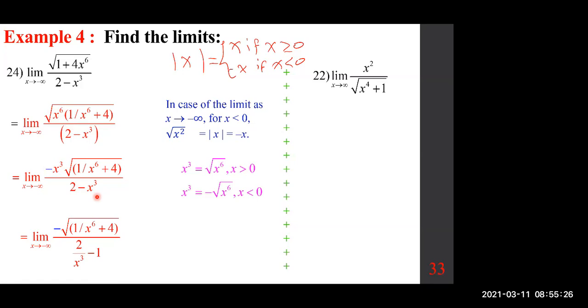Now, if you plug in, I hope you realize this guy goes to 0. So you have only 4 minus the square root of 4, which is -2. And this goes to 0 over -1. Negative over negative gives you positive, okay? However, this is the case where x is approaching infinity, okay, class?